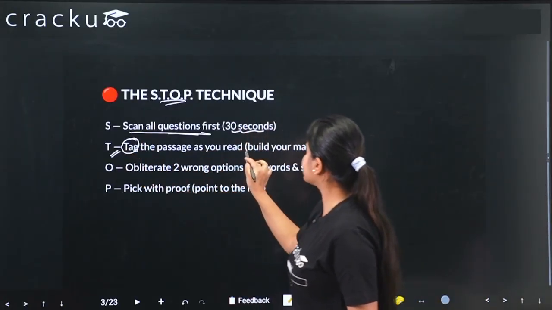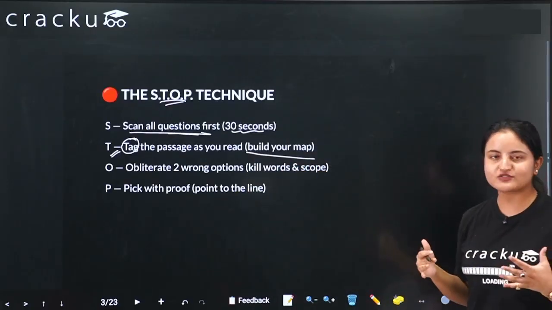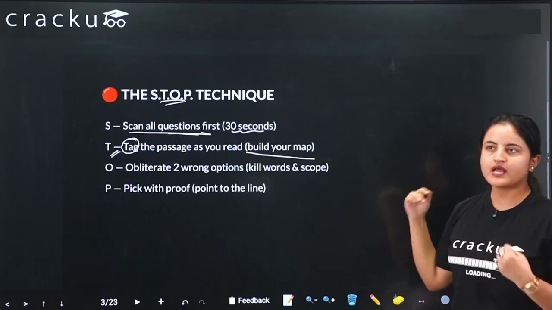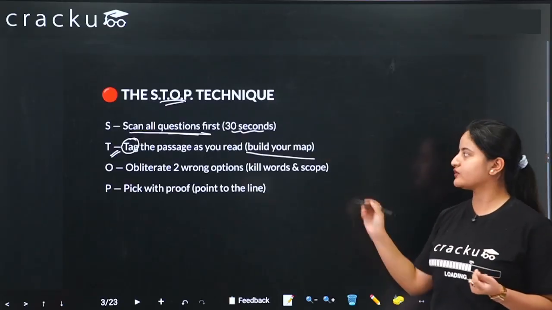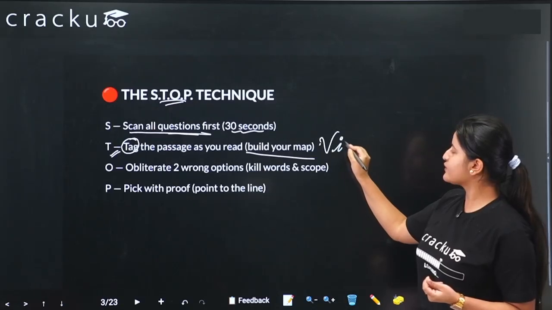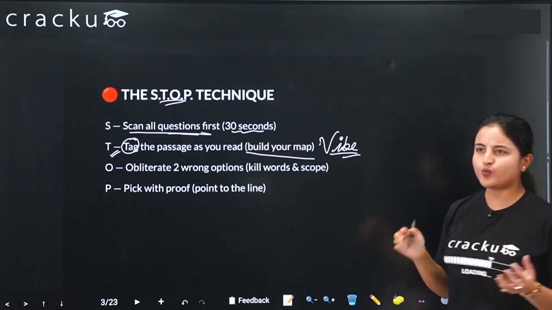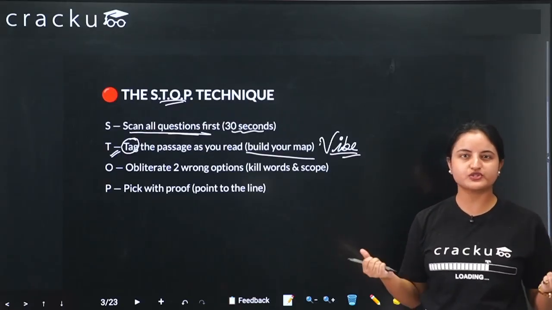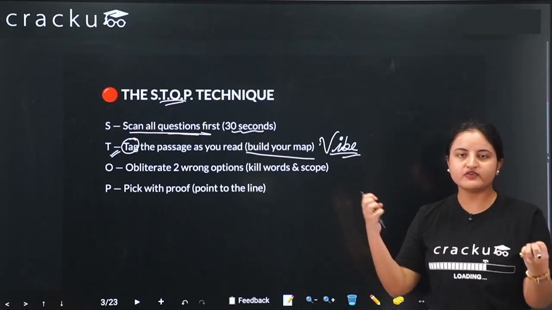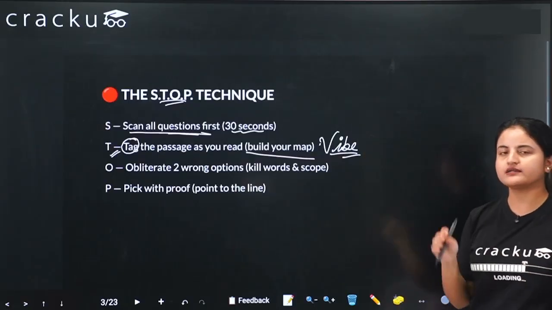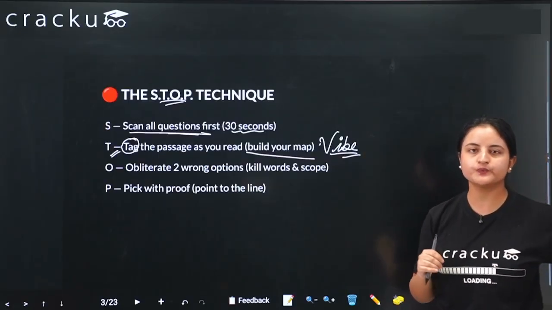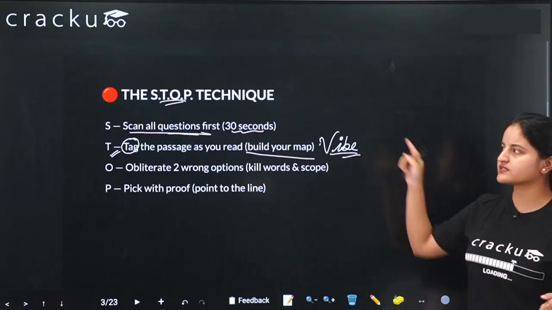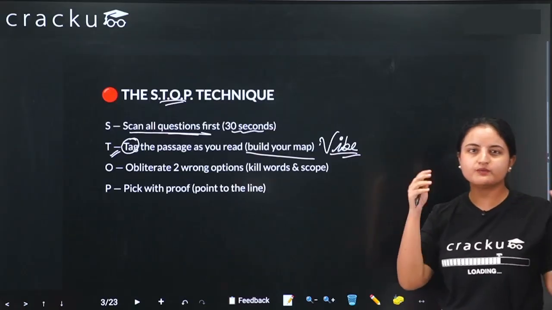Then you can tag the passage. T stands for tagging the passage. Tagging the passage is basically when you are reading. You read the first paragraph and it's sort of checking the vibe, like, what actually is the vibe? What is it trying to say? It's a lot like the vibe check that we call, what it is giving. You'll read a paragraph and you will understand, okay, maybe the author is trying to criticize something. Or you will read the second paragraph and say, okay, this is the thing the author is trying to criticize. The vibe is of criticism.